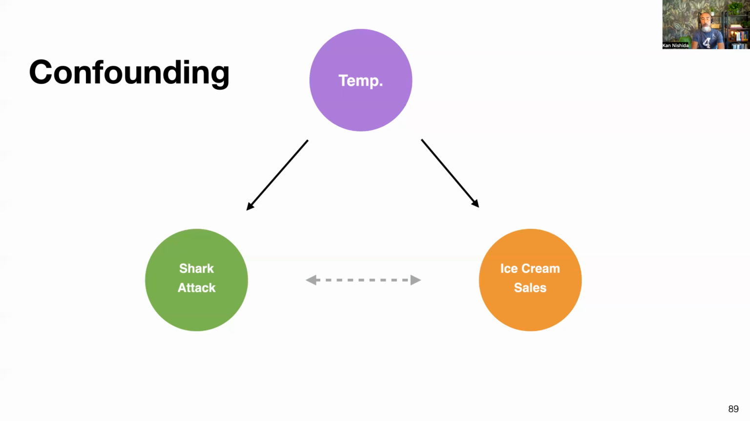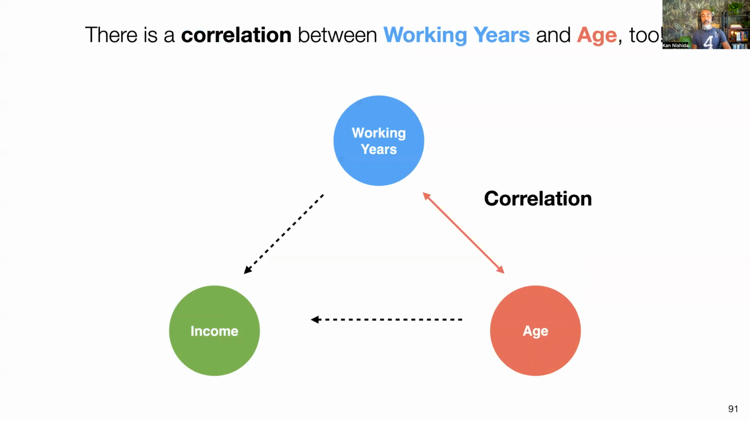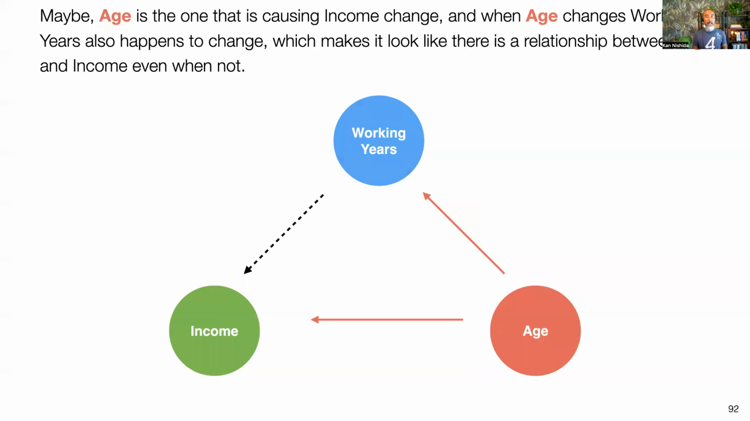correlation or causal relationship. So in this case, for example, we have the working years and the age, and both of them have a correlated relationship with income. But it turned out working years and age are also correlated with one another. So in that case, if the age is the one that actually has something to do with income, then when the age increases, of course income increases, but working years also happen to increase, right?